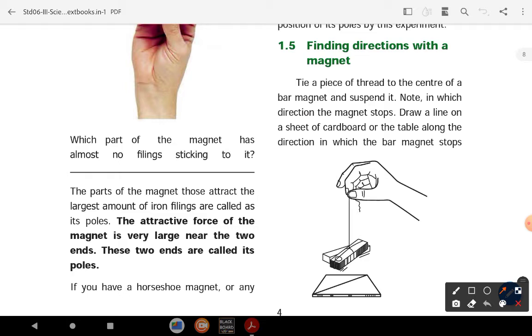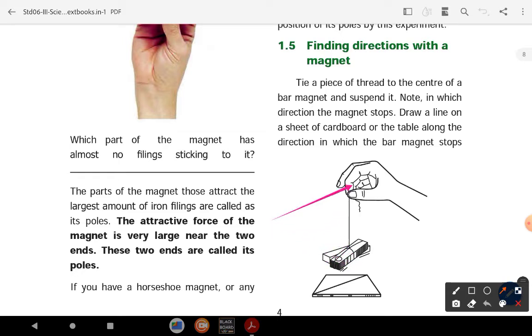See, this is the experiment, children. You take this and you have to suspend. This is a magnet, a bar magnet, and you tie it. Take a piece of thread and tie it. In the middle you have to make a knot. Okay, tie it up and suspend.